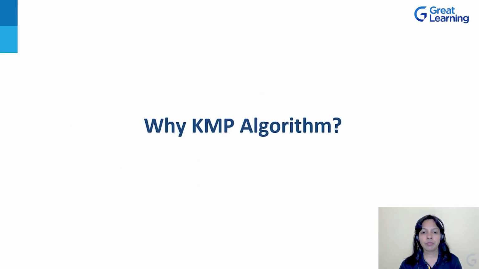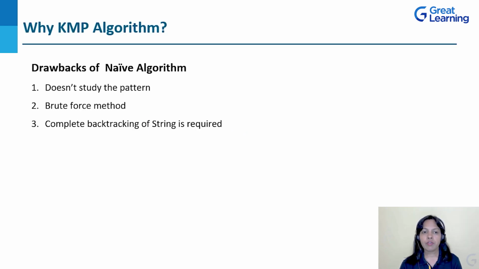Let us talk about why the KMP algorithm is needed. So why KMP algorithm? For that, you have to understand the drawbacks of the fundamental or basic naive algorithm. Both algorithms are used for pattern matching. There are many more algorithms that are used for pattern matching, but our comparison here is with the naive algorithm, the basic algorithm. So first let us see what the drawbacks of the naive algorithm are.